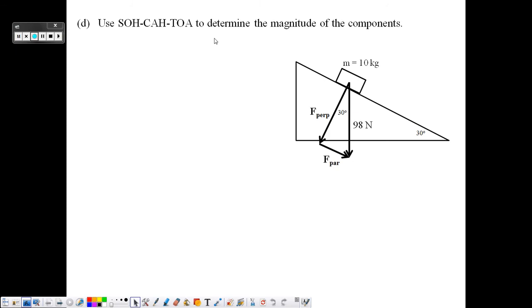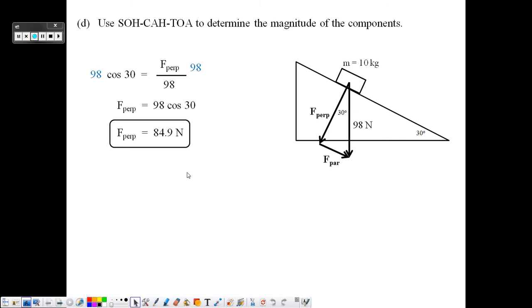Okay, now I want to use SOHCAHTOA to determine the magnitude of these components. Well, in no particular order, let's do force perpendicular first, and that's the adjacent side of my vector triangle, so I can use the cosine function. Cosine is equal to adjacent over hypotenuse. Multiplying both sides by 98, and operating my calculator, I get an answer of 84.9 newtons.